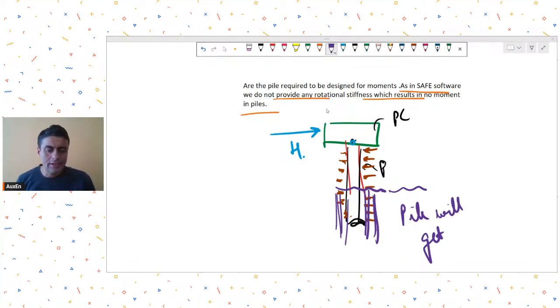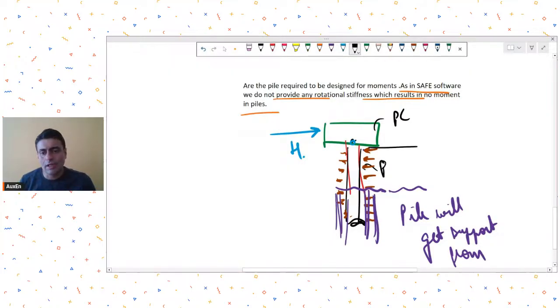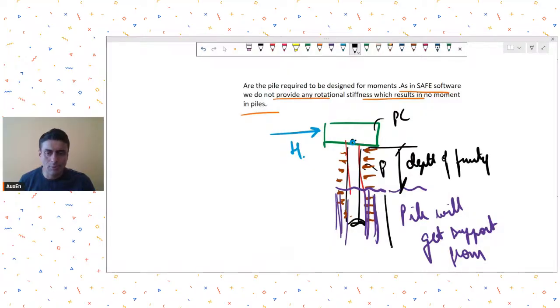Yeah, so I was saying that below a certain depth, the pile will get support from the soil. Above that, the pile will not be considered to be effectively supported by soil. Whatever this depth is, it is called the depth of fixity. Beyond this, it is supported. Above this, we are assuming the pile to be not supported by soil.